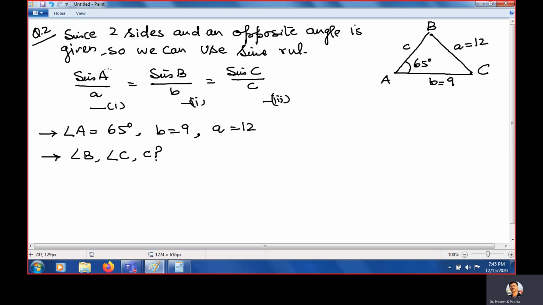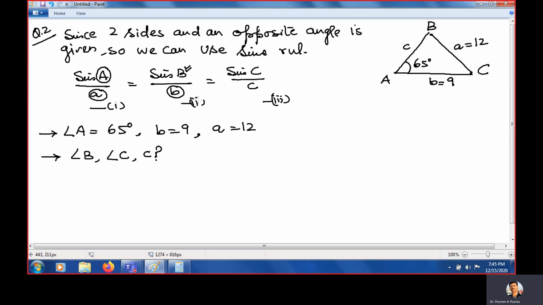So we'll make the circle. Angle A is given, side B is given, and side A is given. These three things are given. Clear? So how can we calculate it here? First we will calculate the angle B. This we need to calculate. How can we calculate it? By taking the first and second pair.